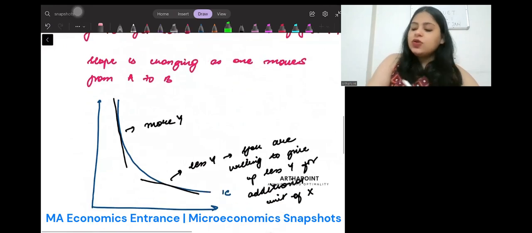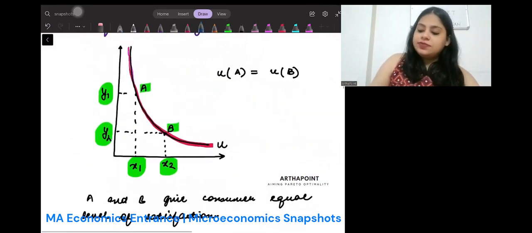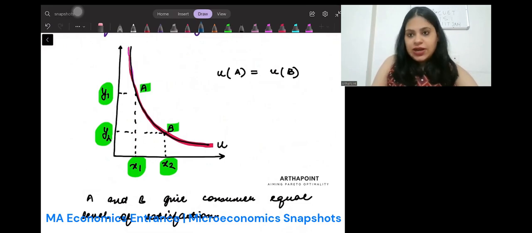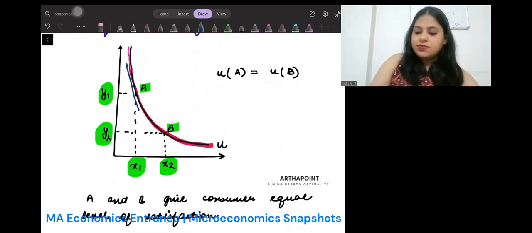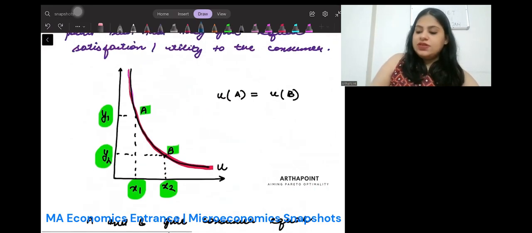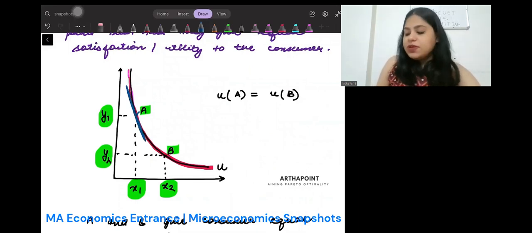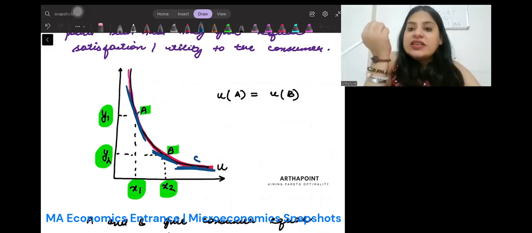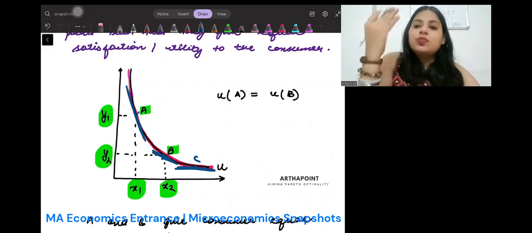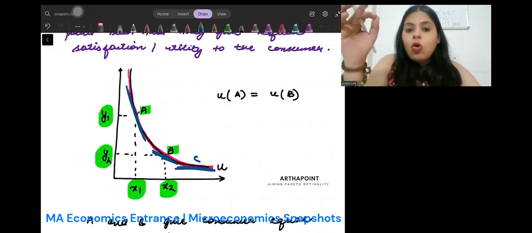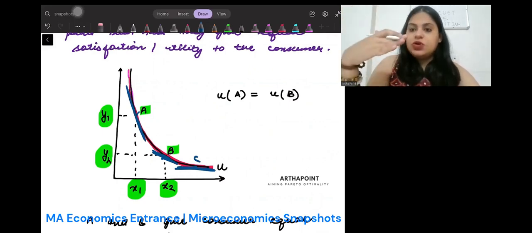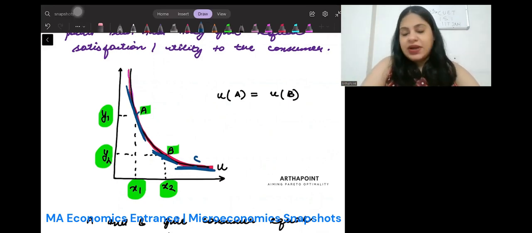Note that when I talk about point A here, the slope is the tangent line. So the slope will be something like this. And at point B, the slope will be like this, flatter. And at C, maybe the slope will be very flat. So note that as we go from point A to B to C, the slope is going from steeper to flatter. This is what we see.